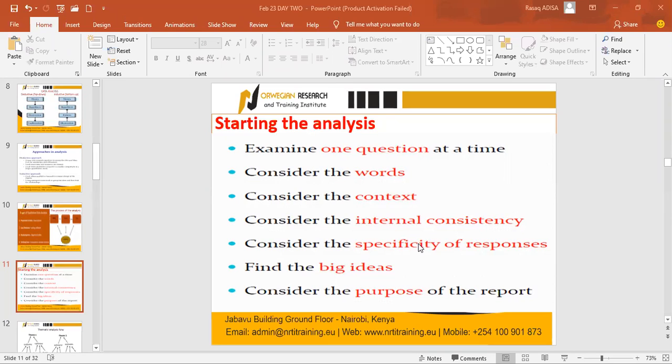Then consider the specificity of responses. How specific are they? Try to consider it. Somebody may be talking and will be emphasizing a particular point.